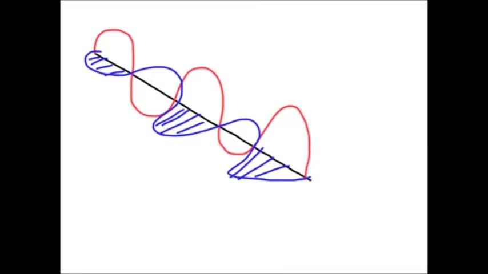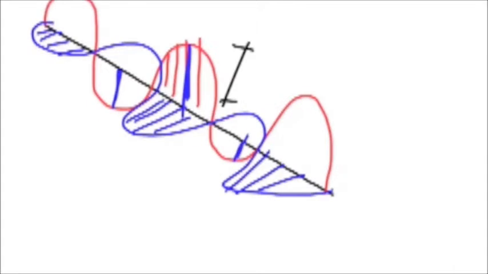There are three very important things about electromagnetic waves that I want to talk to you about. The first is amplitude. Amplitude is the distance from the middle of the wave to the peak, to the top of the wave. So, right here, that would be amplitude. Right here, that would be amplitude. And right here, that would be amplitude.